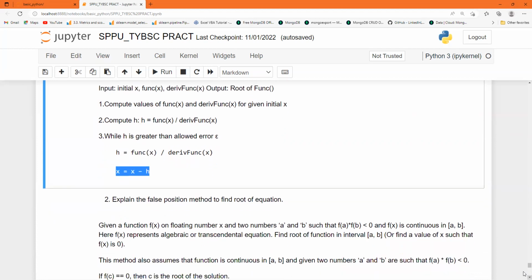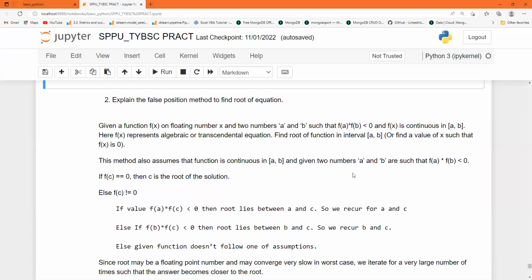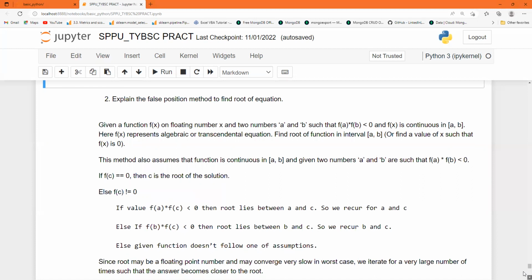Okay guys, so this is the first question. Next, we move to the second question. What is the second question? Explain the false position method to find the root of an equation. Same, we can explain this false position method, and it is also known as the regula falsi method.